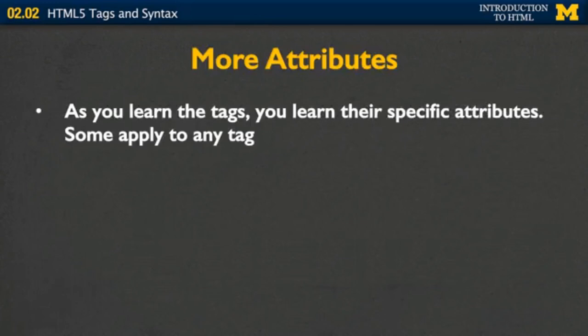As you learn more and more tags, you're going to learn that they have specific attributes. It makes no sense for an image to also include some sort of href. It makes no sense for a link to include other attributes. But there are some that apply to many of the tags. So I just wanted to mention them to you quickly, and we'll come back to them later in the class.